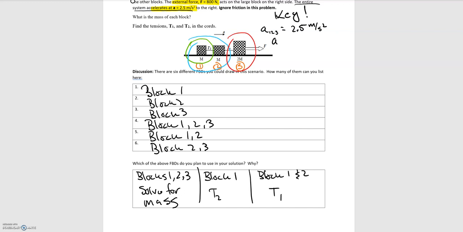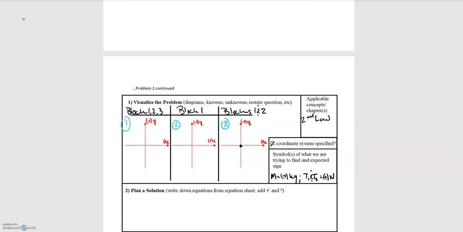is that the acceleration of block 1 is equal to the acceleration of block 2, which is equal to the acceleration of block 3, which is the acceleration of all of them together, which is equal to 2.5 meters per second squared. So we know the blocks are accelerating in the x direction, so we're expecting a net force in the x direction on our free body diagrams.